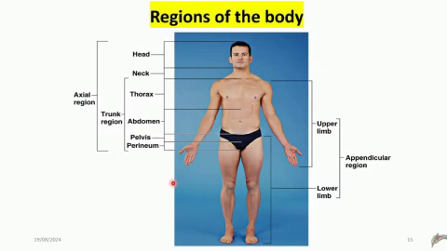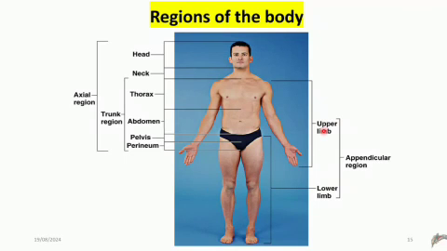Going forward, body regions. The human body is complex, you all know that, but we try to make it simple and easy to understand by breaking it down into various regions. Broadly, there are 2 regions of the human body. Number 1, the appendicular region, a region made up of appendages. Appendages are extremities. We have the upper extremity and the lower extremity. You can also call these the upper limb and the lower limb.